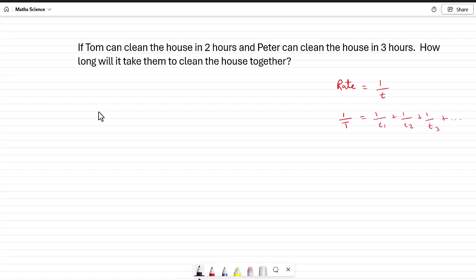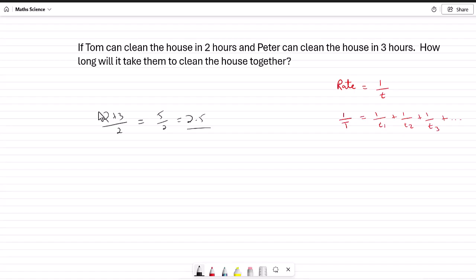Now, if you're just looking at these numbers, you might think it's just the average of these two, 2 plus 3 divided by 2. That's the average, so you get 5 divided by 2 equals 2.5 hours. But that's not the case here, because the time taken for both of them should be less than the time taken for the fastest person.